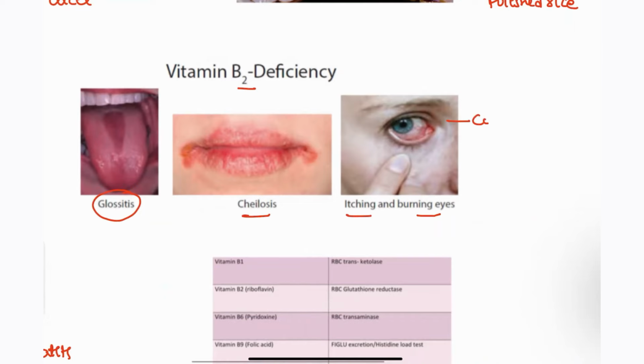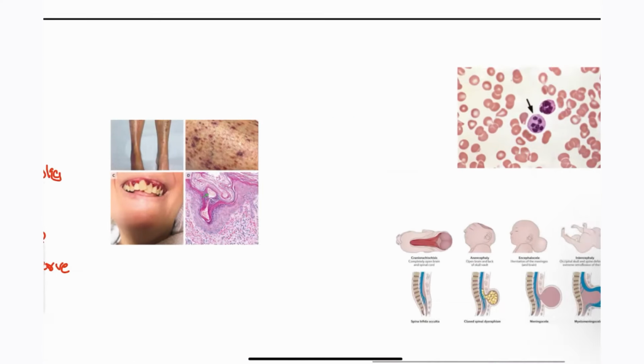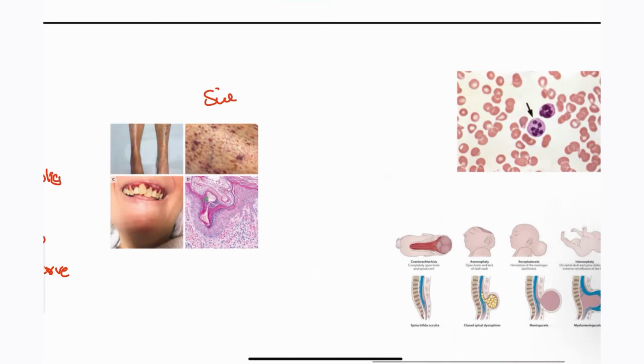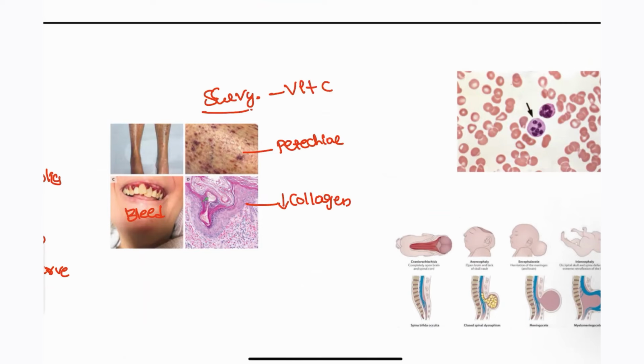This is also known as corneal vascularization. Okay, corneal vascularization will be seen in patients with the B2 or riboflavin condition. Okay, next, another picture here, you can see this is known as scurvy, right? Scurvy condition. So there is gum bleeding, and also petechiae and decreased collagen, all will be seen in the condition of vitamin C deficiency.